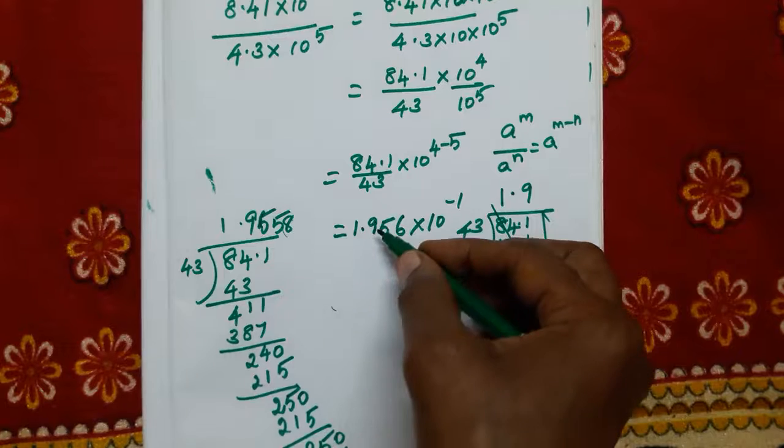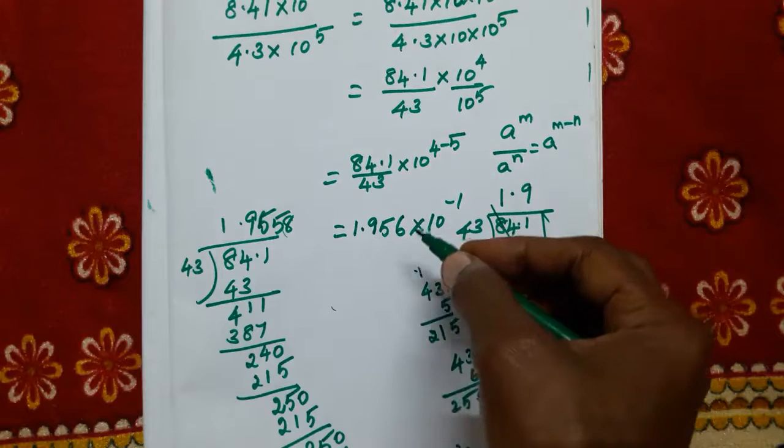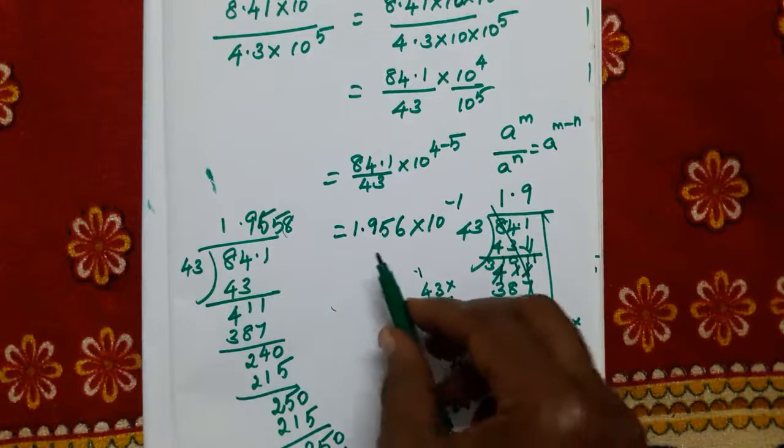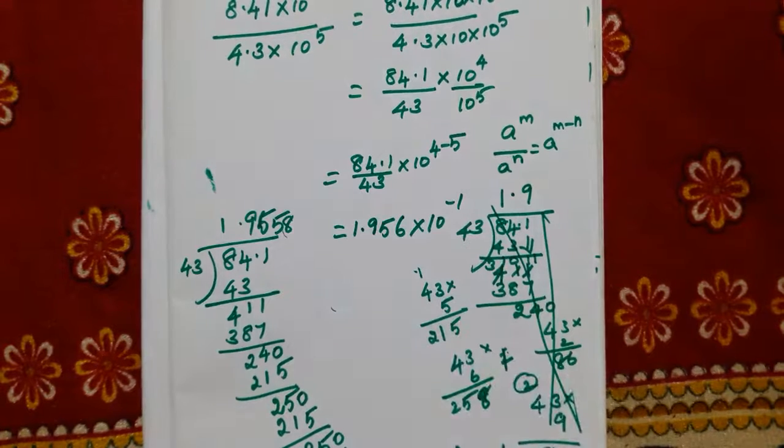Is it in scientific notation? Yes. Okay, so we can write the same: 1.956 into 10 power minus 1. Have you all understood this?